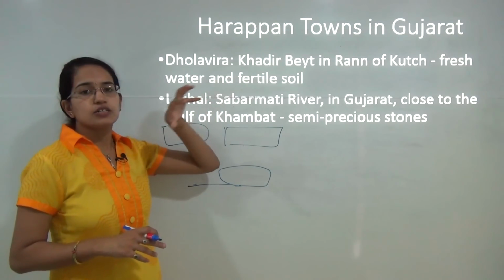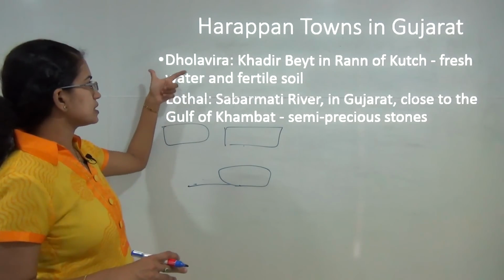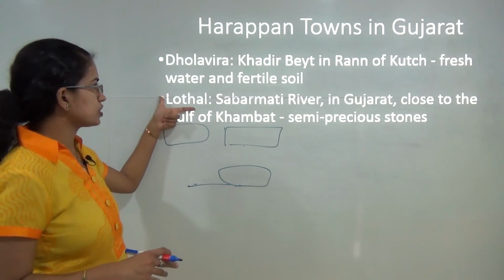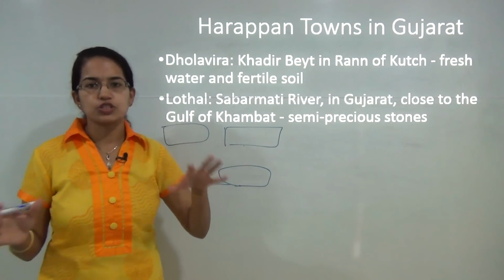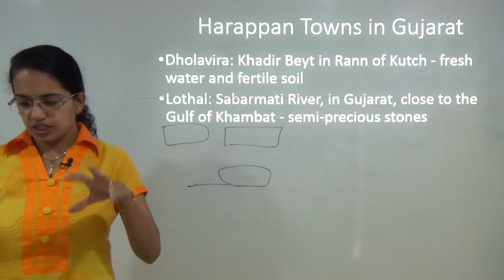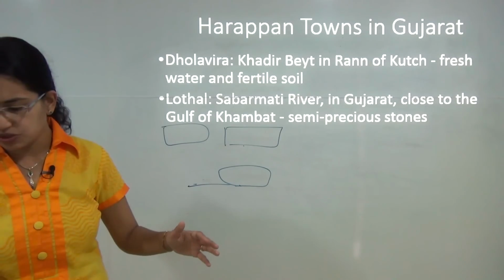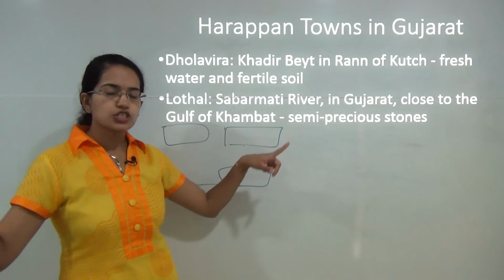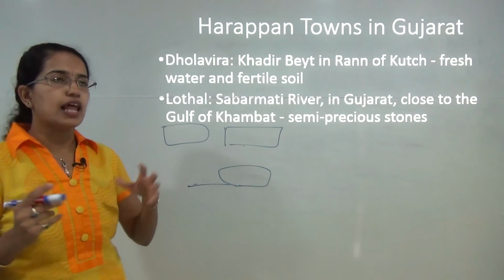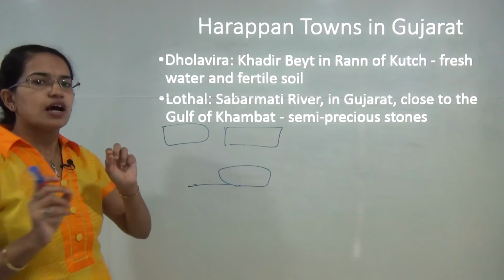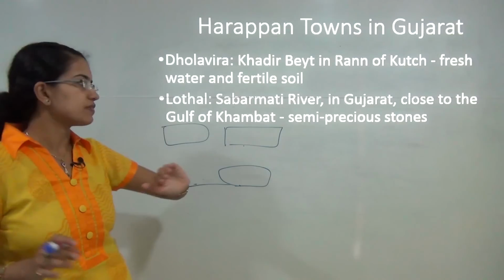Now, as we said, Gujarat was again a major center for the Harappa civilization. So there were two important centers. One was Dholavira and the other was Lothal. Dholavira lies in the Khadir Bet in the Rann of Kutch. It had fresh water and fertile soil. Each part had stone walls at the entrance. So massive stone walls were present throughout the area. There was a large common area which was used for public ceremonies at that time, and you had large letters engraved in the form of Harappan script, which is still not deciphered.